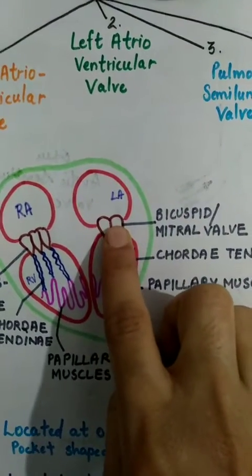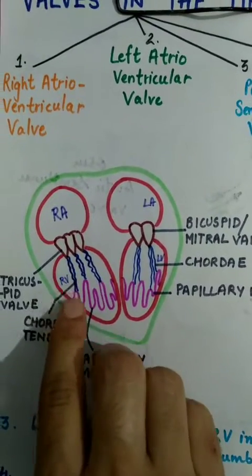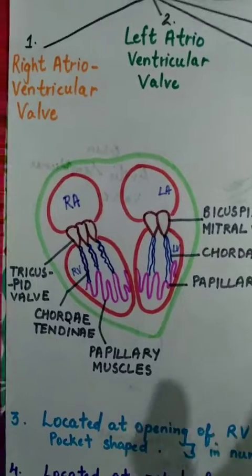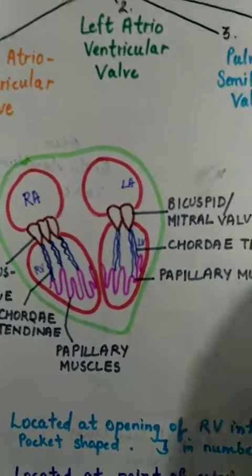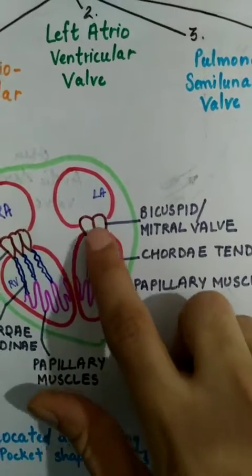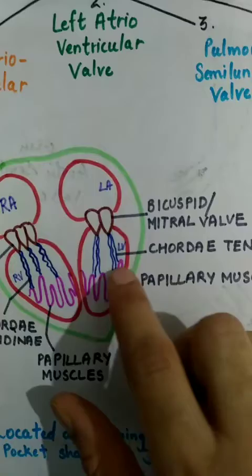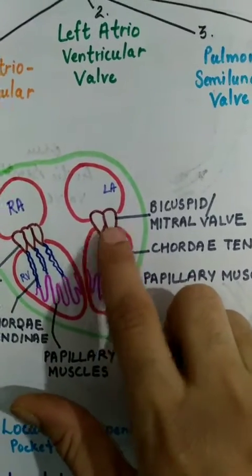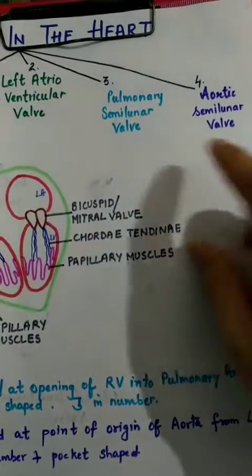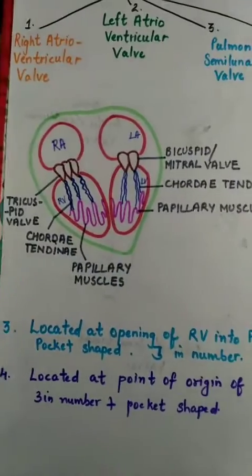It has two flaps. And on the right side there is right auricle and right ventricle, which is having this three flap structure known as tricuspid valve. The same procedure is there also. The chordae tendineae, which arise from the papillary muscles of the ventricles, then attach with the apex of these flaps. Then came our third, pulmonary semilunar valves, and aortic semilunar valves.